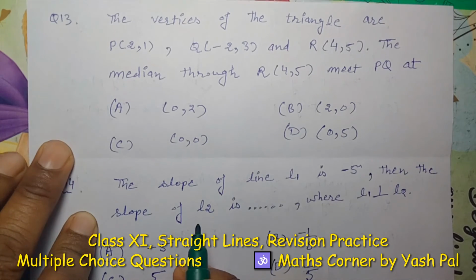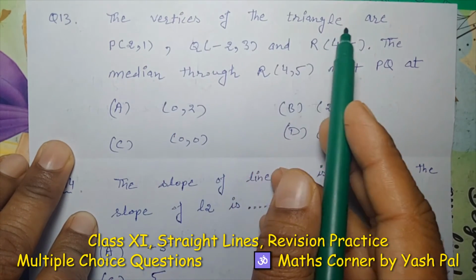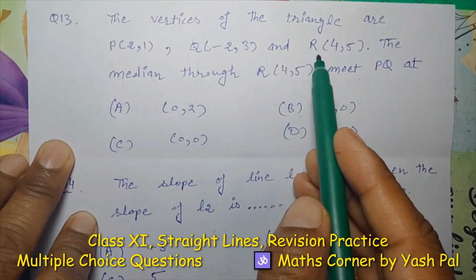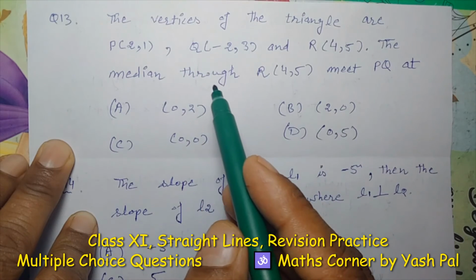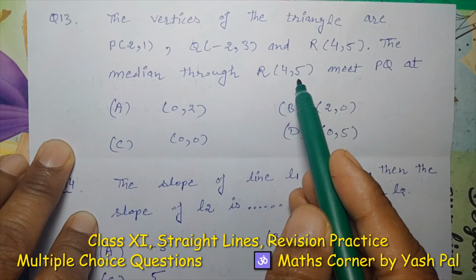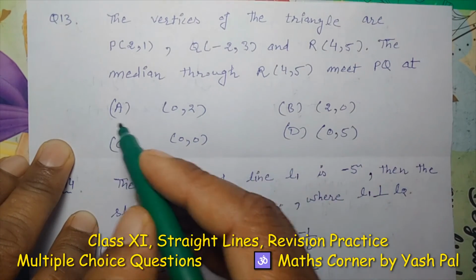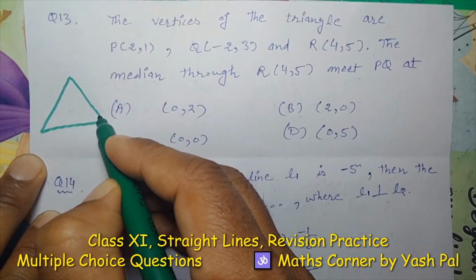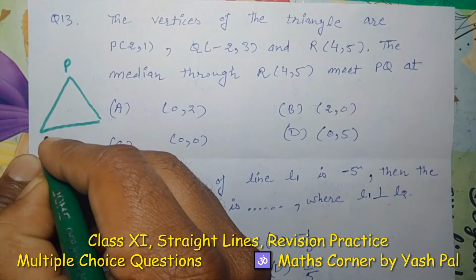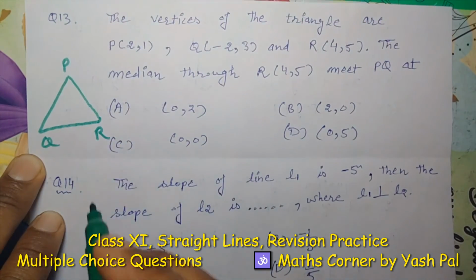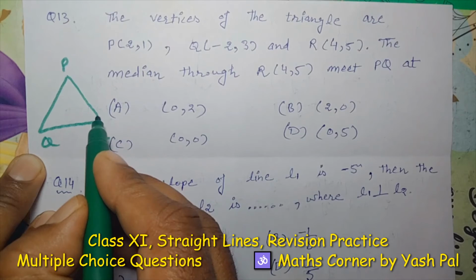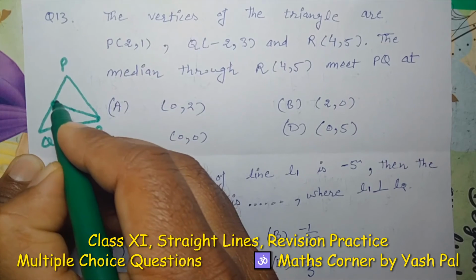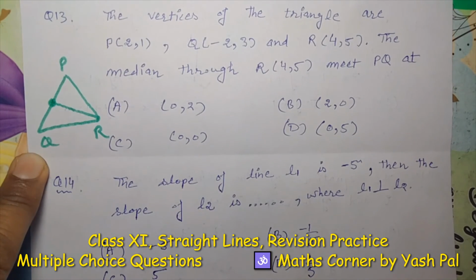Now question number 13. The vertices of the triangle are P 2, 1 and Q minus 2, 3. R is 4, 5. The median through R 4, 5 meets PQ at. So what we do here, suppose we have the triangle P, Q, R are the vertices. So median through R means midpoint of PQ. We need to find out the midpoint of PQ.